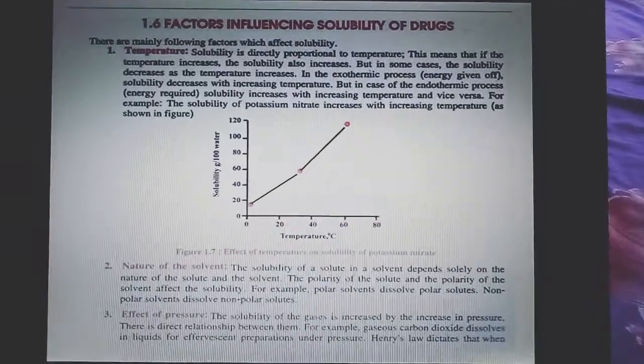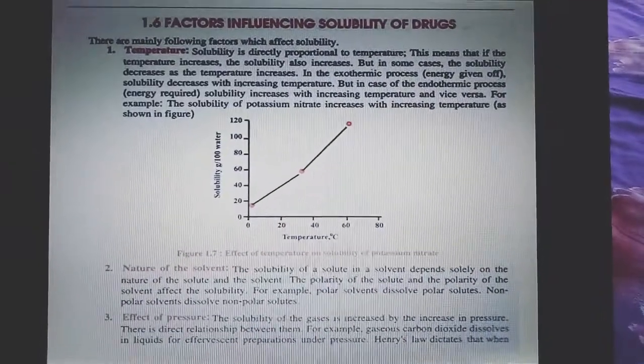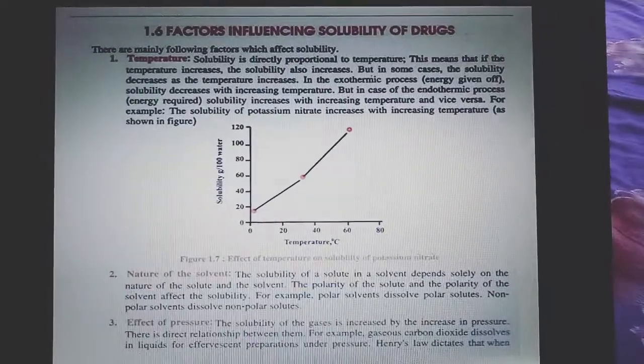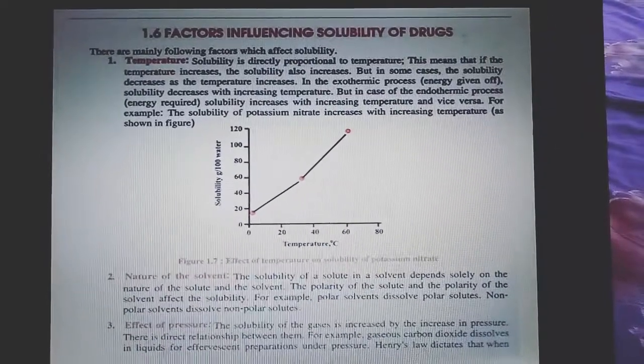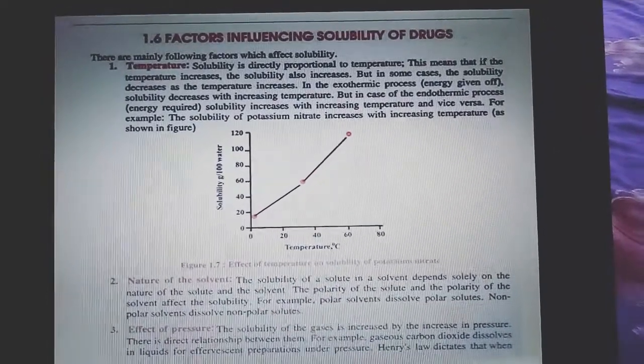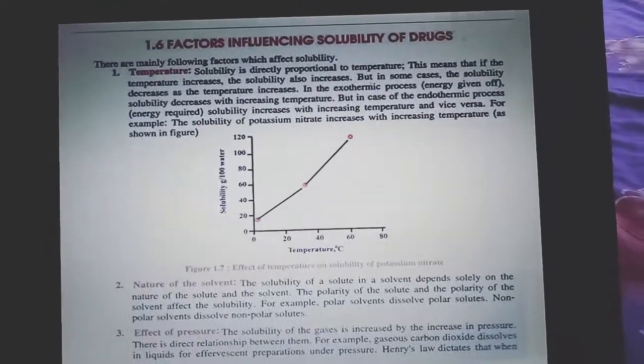Good morning, students. This lecture is in continuation with the previous lectures. Today we will discuss the factors influencing the solubility of drugs. There are various factors which influence the solubility of drugs.